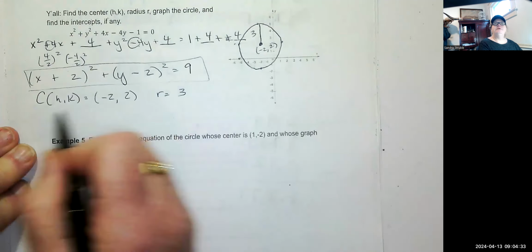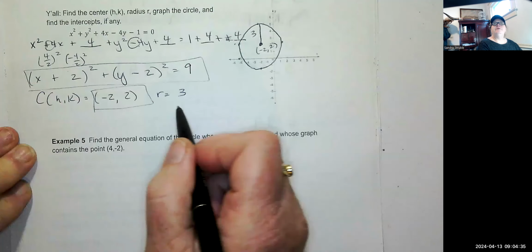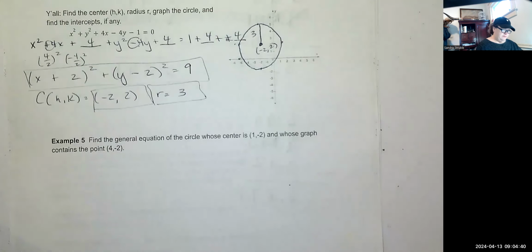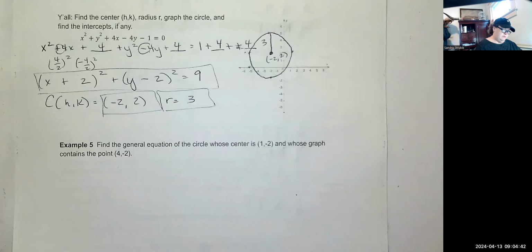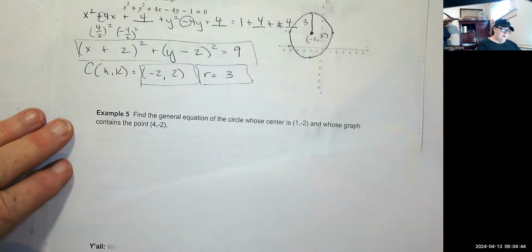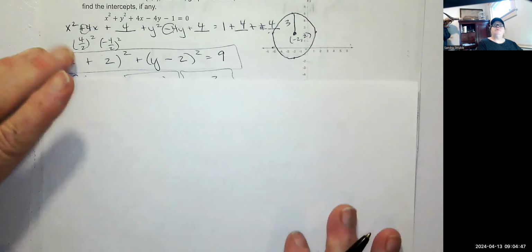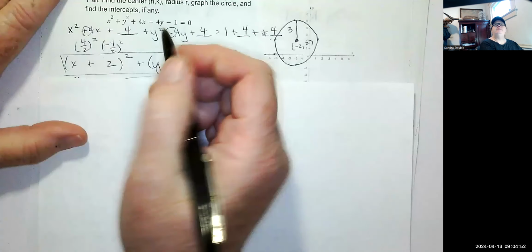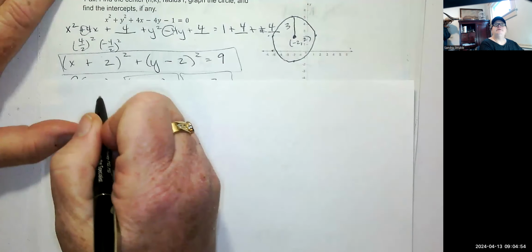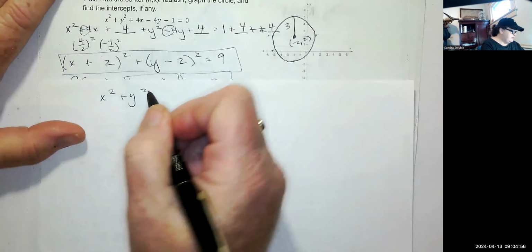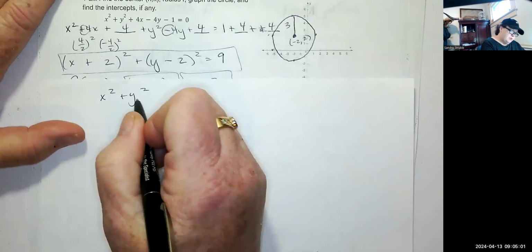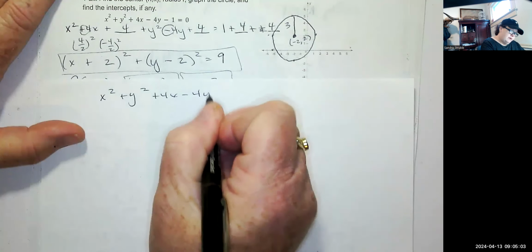Find the center, found the center. The radius, found the radius. Graph the circle. Ooh, they want intercepts. Ooh, I need space. So if they want intercepts, we need space. So I'm just going to rewrite. It doesn't matter which one I use. Say you use the original, x squared plus y squared. I don't remember what I did before. x squared plus y squared plus 4x minus 4y minus 1 equals 0. I'm just going to use the original format and find my intercepts.